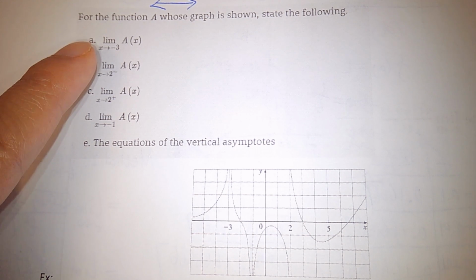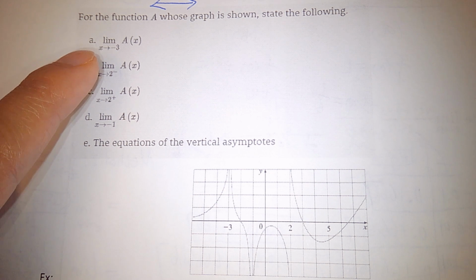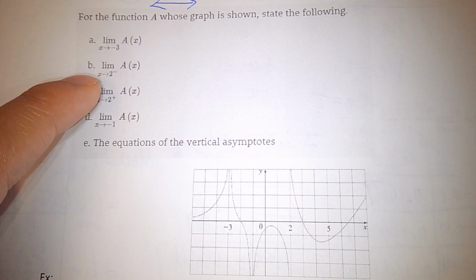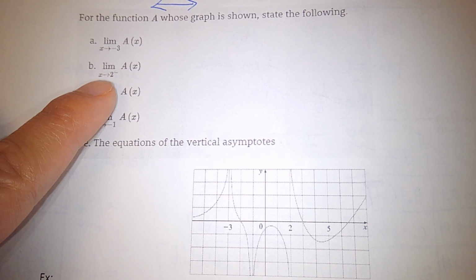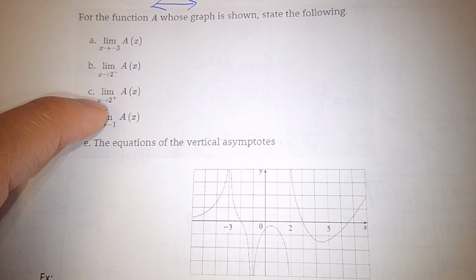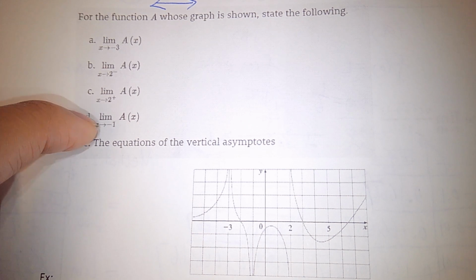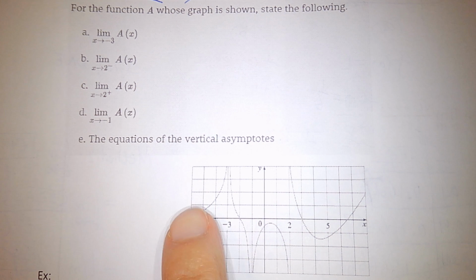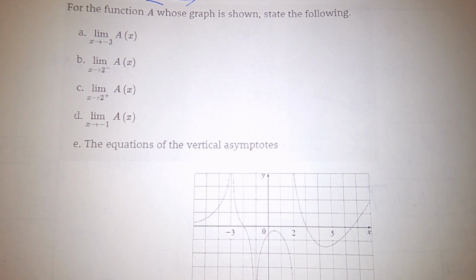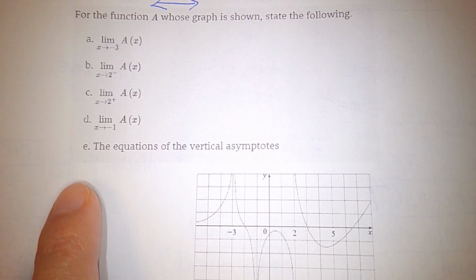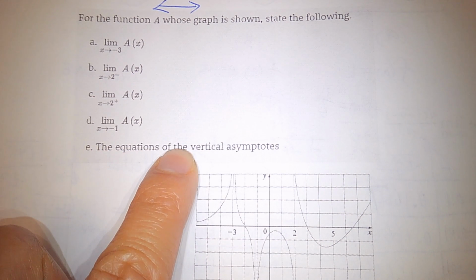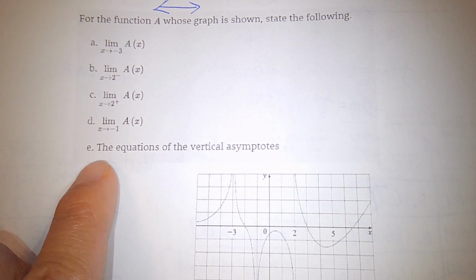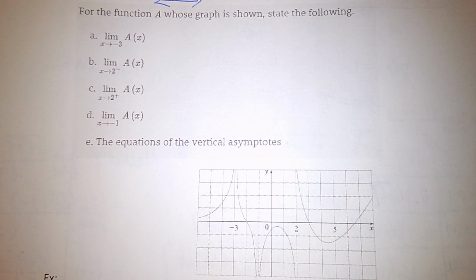I'll give you a couple minutes to think about it. The first question is, what is the limit of A when x approaches -3? This is when x approaches 2 from the left, x approaches 2 from the right, and x approaches -1. And number 8 is the equation of the vertical asymptotes. We'll talk about asymptotes later in class, but we can also mention the answer for this question.